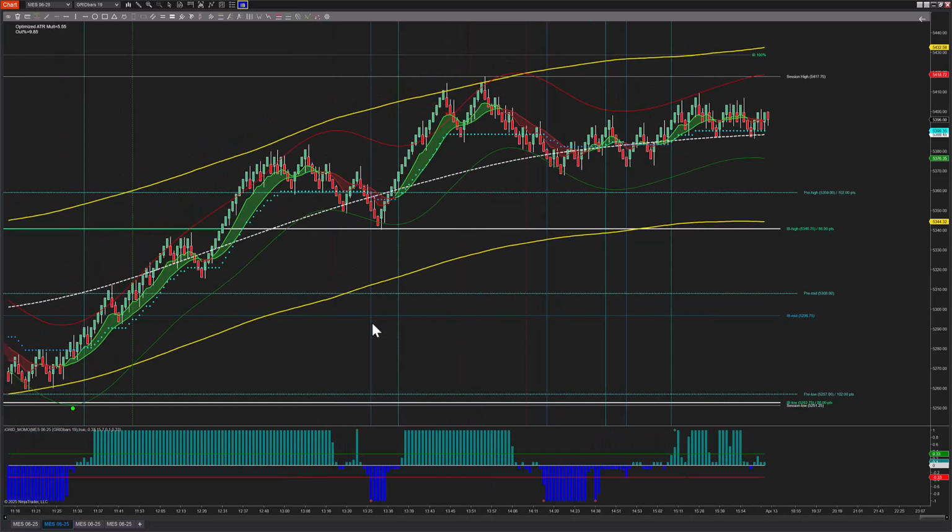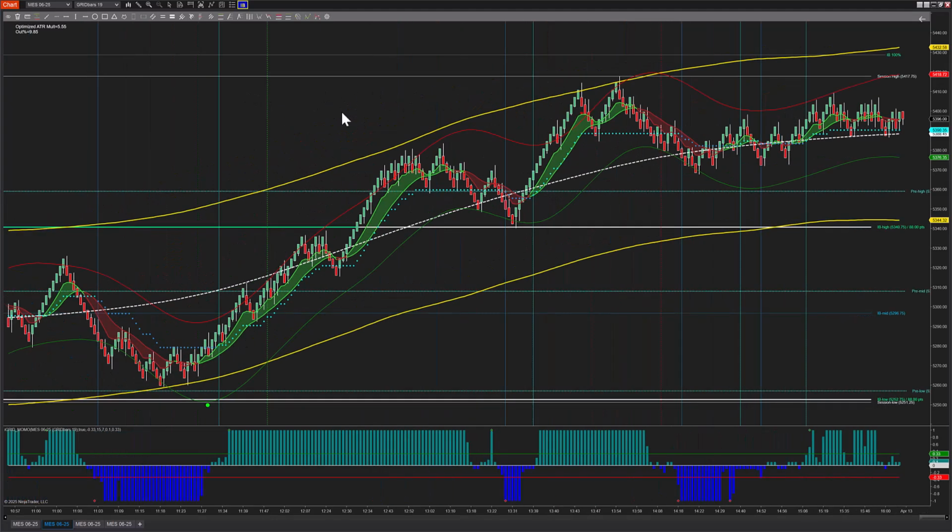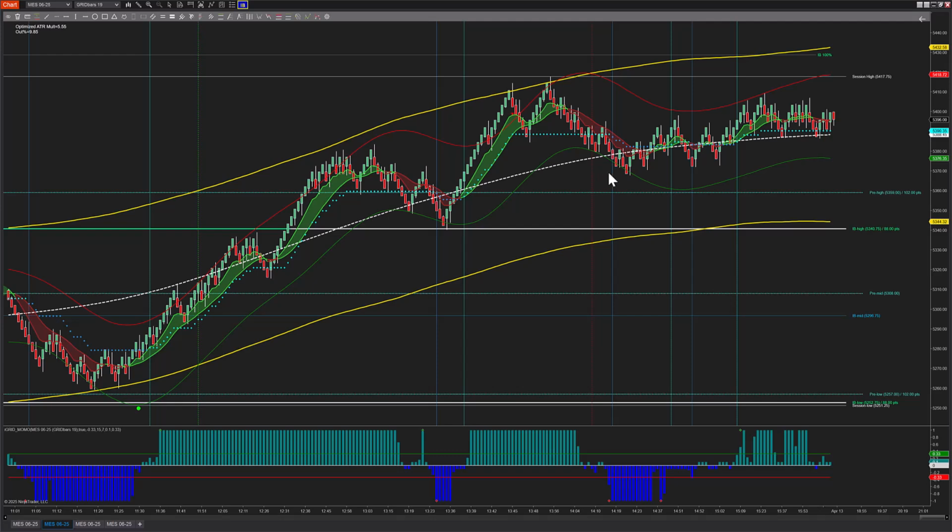Now, of course, with any band type of system, the assumption is it's mathematically designed to approach trading in the same way you would approach any statistical analysis, and that's a reversion to the mean, right?